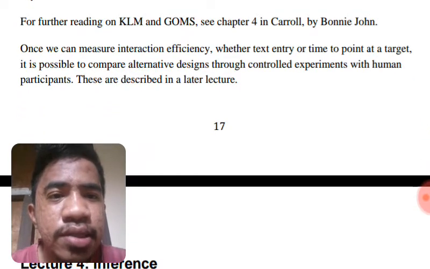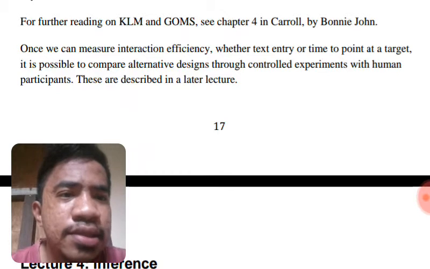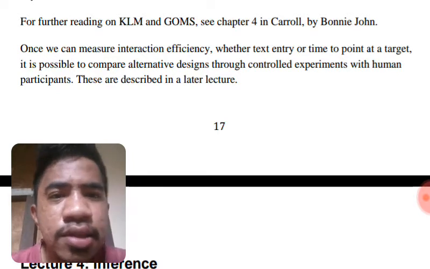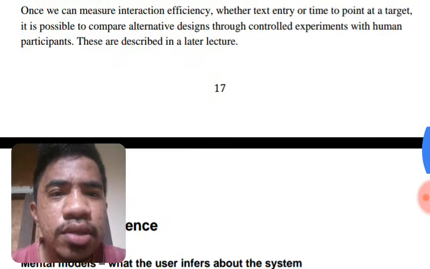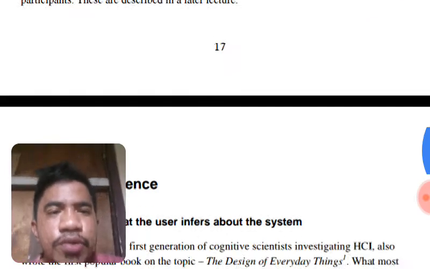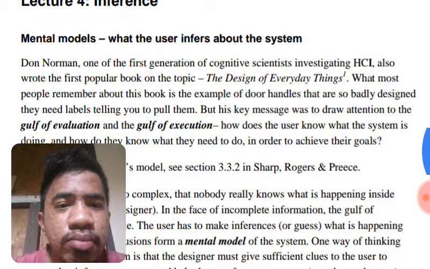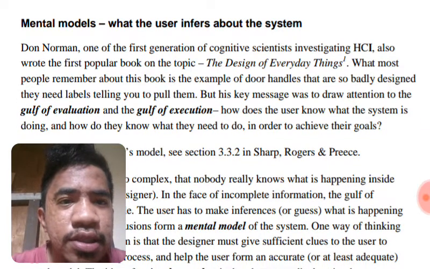Once we can measure interaction efficiency, whether text entry or time to point at the target, it is possible to compare alternative designs through controlled experiments with human participants. These are described in a later lecture. Lecture 4 in Inference. Mental model: what the user infers about the system.